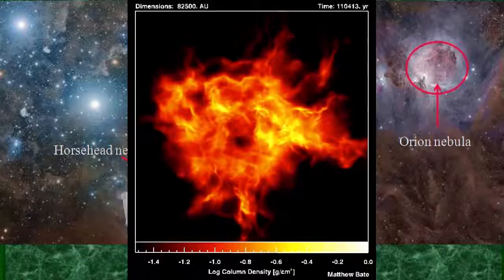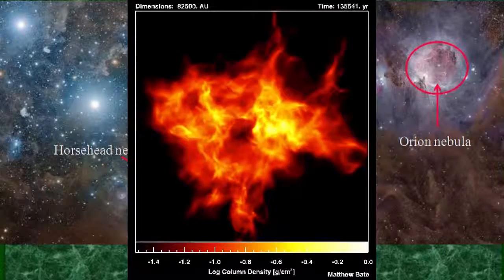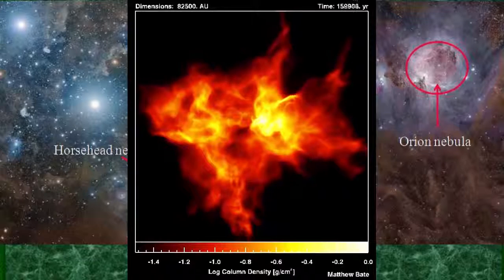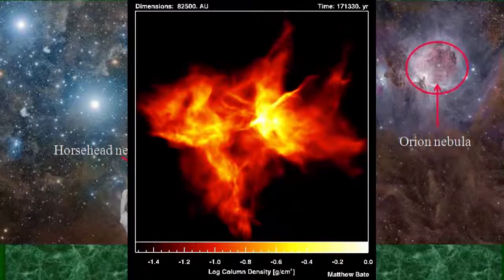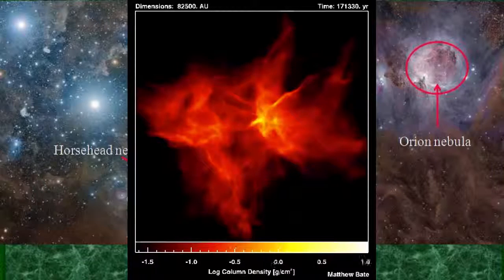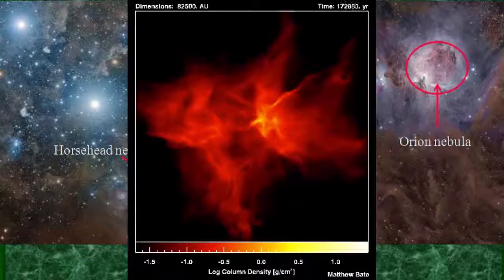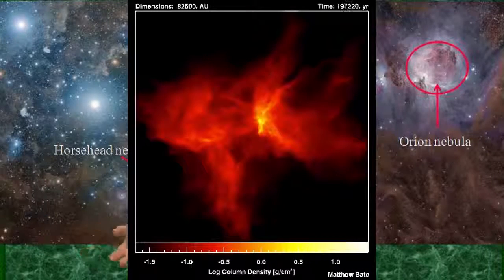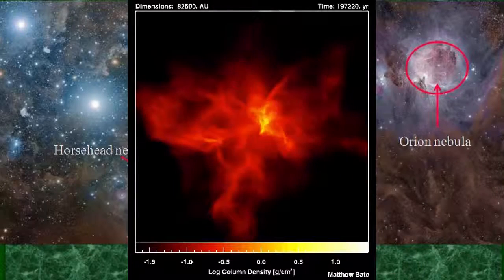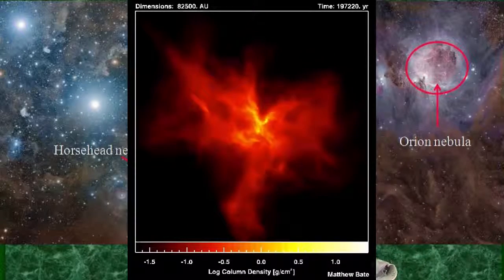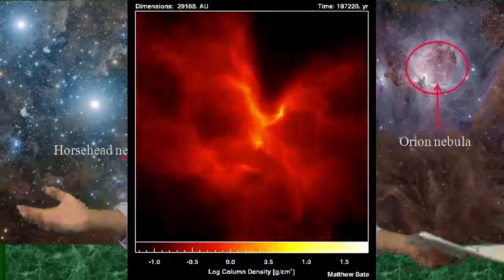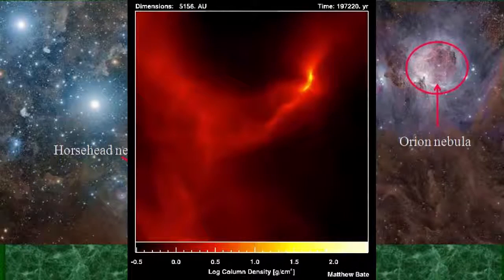Now, I'd like to show you this video. It's a computer model of a molecular cloud collapsing, and it's forming stars. And the yellow areas that you see in the computer model are the actual stars that are forming. So you can see then that these molecular clouds are just like baby nurseries, breeding grounds for new stars.